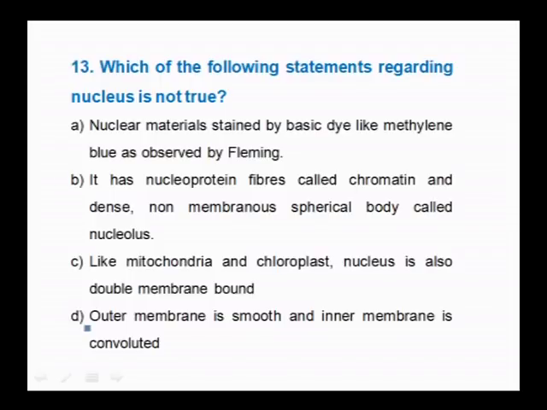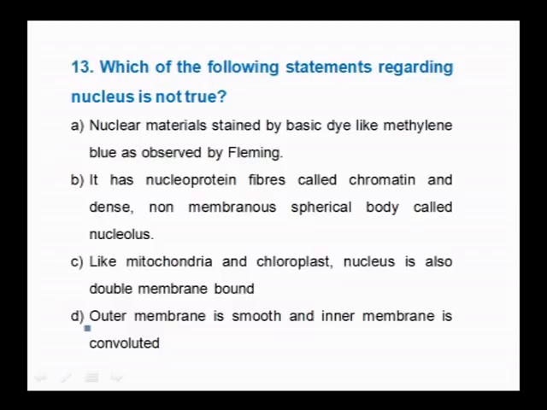So the first option indicates that a scientist Fleming made use of a dye called methylene blue to color the nucleus, and the nucleus contains the DNA, therefore it is acidic and it is rightly stained by a basic dye. So option A is correct. Option B is reading like this: nucleoprotein fibers called chromatin is present, that is DNA, and the membrane-less structure is nucleolus. Option C is right because all these 3 organelles including nucleus are double membrane bound.